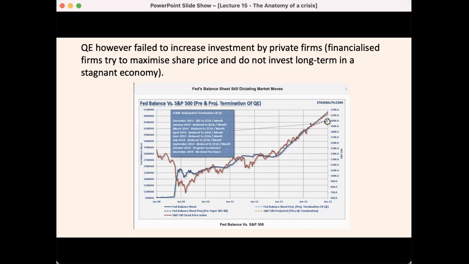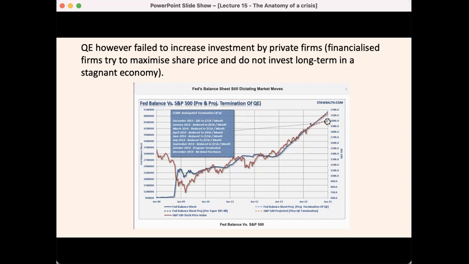And it's likely that QE failed to increase investment by privatized firms because the firms which are financialized used additional monies or availability of cheap money in order to be able to maximize their share price. And as a consequence, do not invest or would not invest long-term in a stagnant economy. So just as the banks are not likely to invest in a stagnant economy, why would firms? But firms are competing in the stock market on share price. In this financialized world, share price, more than productive capacity, is what most chief executives are being judged by.